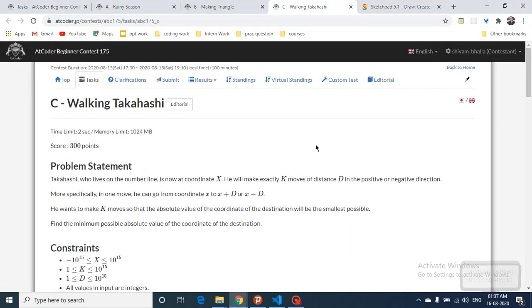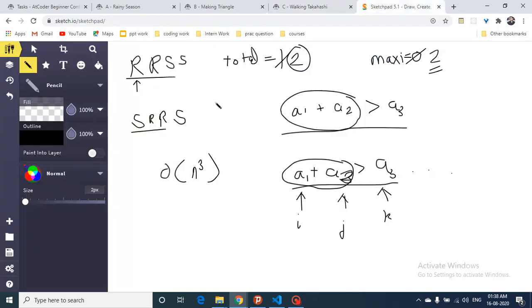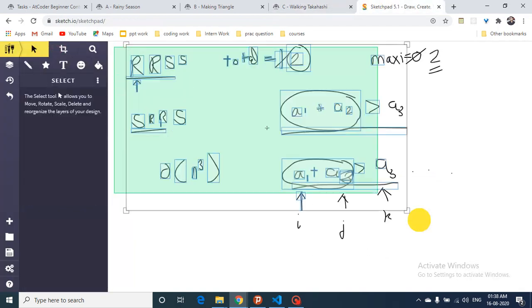Let's move on to the third question. A lot of my subscribers and members asked to solve this question. This is a math based question, so let's start. Takahashi, who lives on the number line, is now on coordinate x. So there's a number line and Takahashi is on coordinate x.